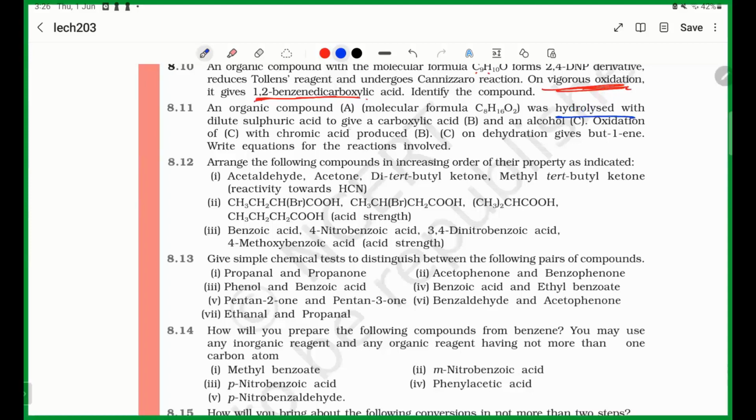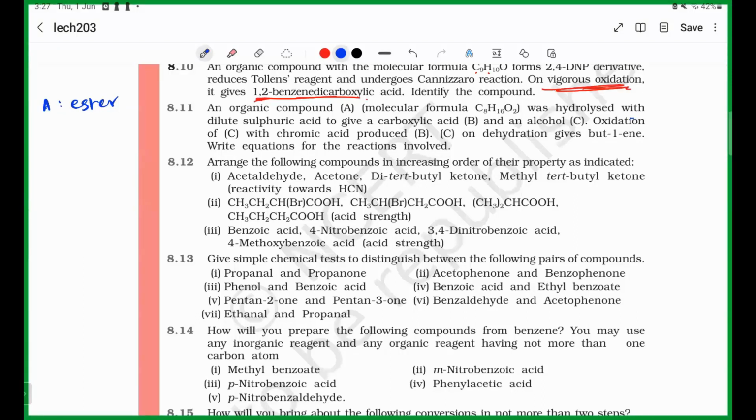When A is hydrolyzed, it gives a carboxylic acid and an alcohol. That automatically tells you that A has to be an ester, because only an ester on hydrolysis gives you a carboxylic acid and an alcohol. And you know that the oxidation of C with chromic acid produces B. Now C is an alcohol. If oxidation with chromic acid produces B, the alcohol has to be a primary alcohol, because the number of carbon atoms is the same. Carbon atoms are not lost.